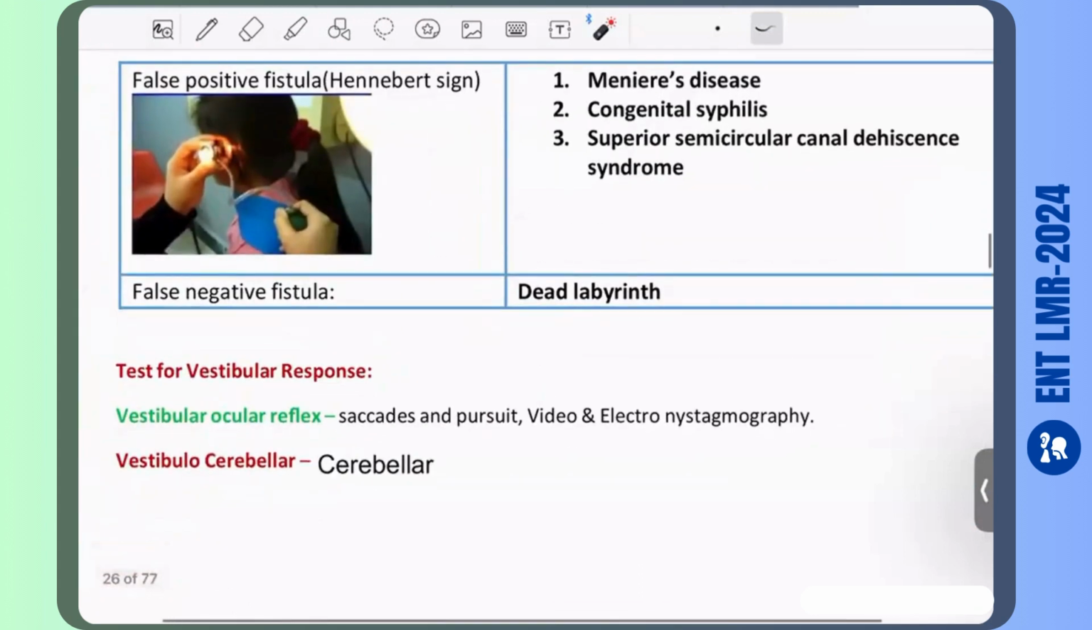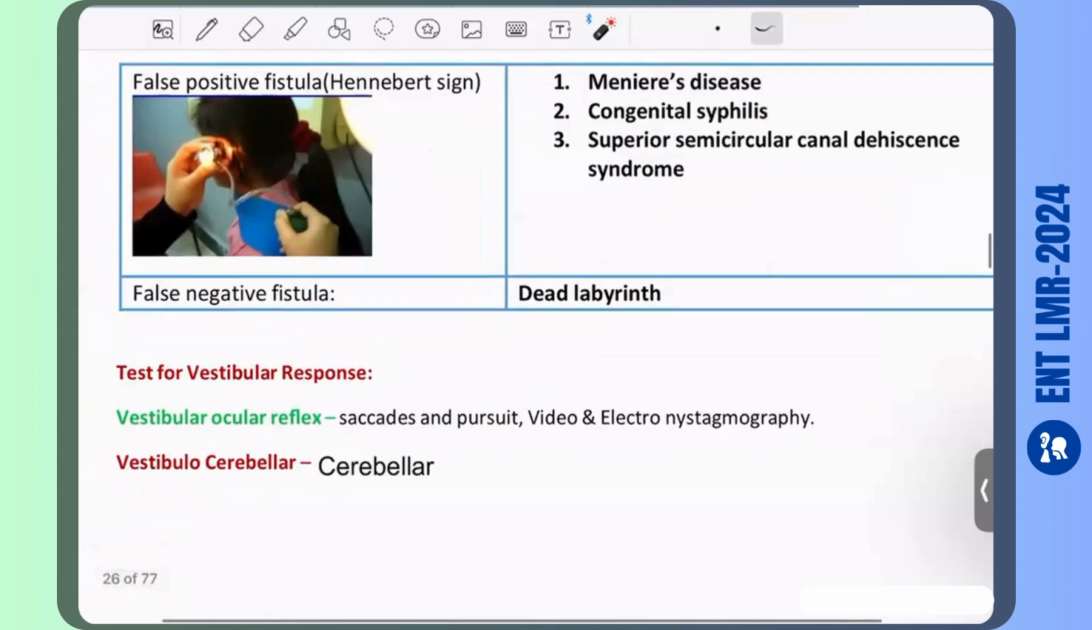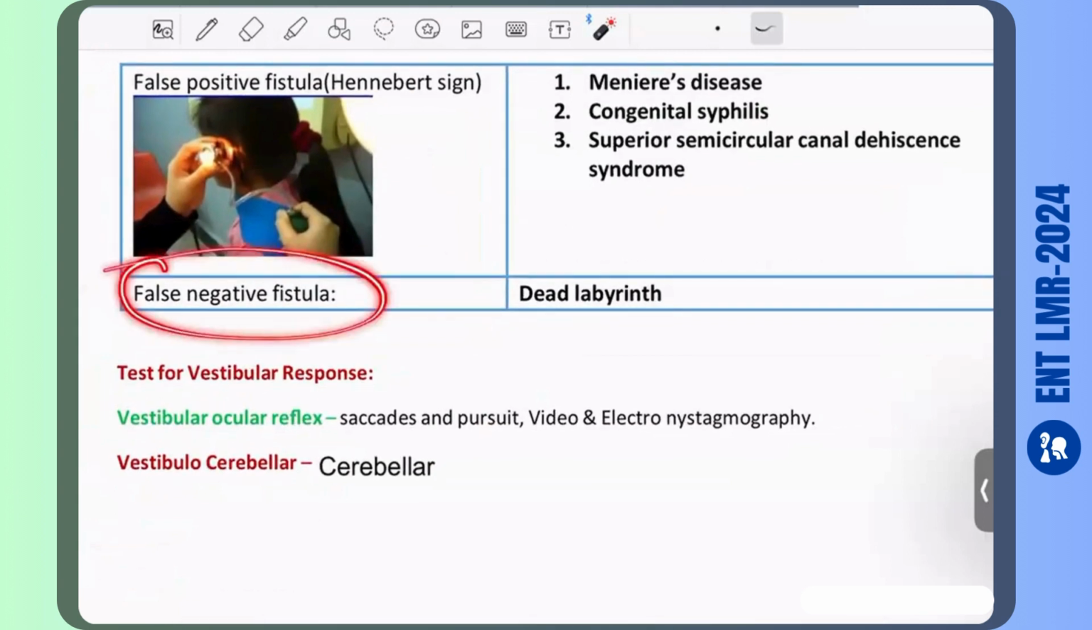Sometimes there may be a fistula, but the patient will not respond to the fistula. So in those cases, there is a false negative fistula test in a dead labyrinth. False negative fistula test in a dead labyrinth.